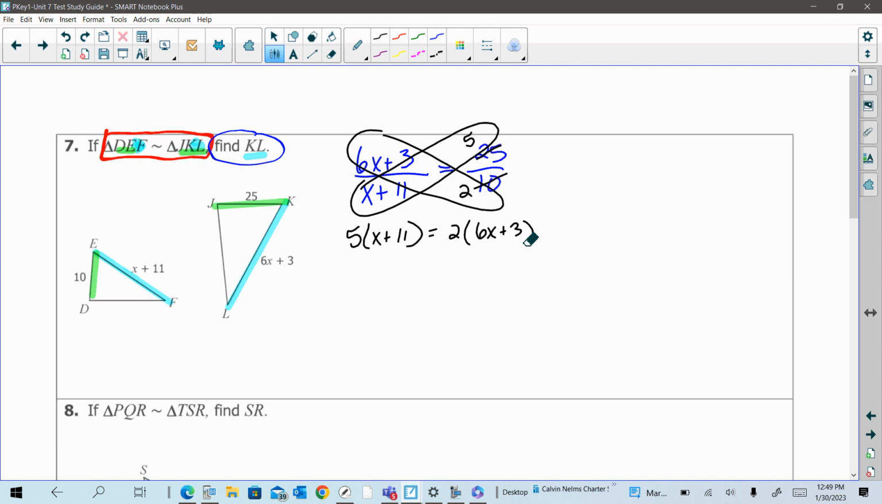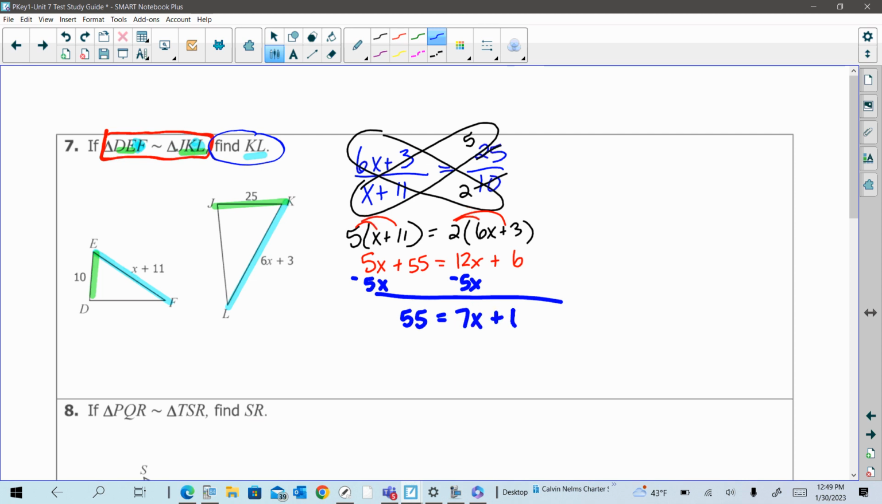So if you want to reduce the fraction before, that's fine. Or you can just do it like we have been. It's just going to be bigger numbers. So this is 5x plus 55 equals 12x plus 6, because we're distributing both sides. And then I'm going to start with the smallest variable, which is the 5x. So I have 55 is equal to 7x plus 6. And now I can isolate my x term by subtracting the 6 on both sides. And then we would have what?